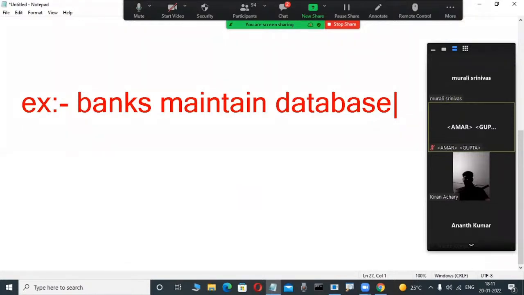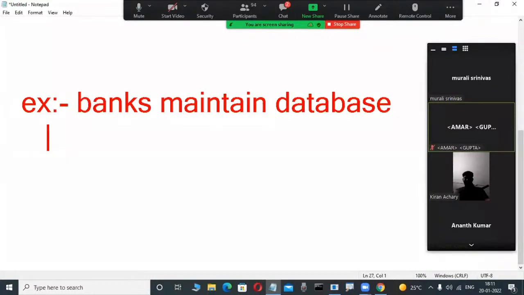Suppose you, I, or some other customers withdraw some amount. Those details are also wanted. Again, some people transfer money from one account to another, either online or offline. Those transaction details I want to store permanently. Then only can we operate all these things. That's why banks maintain databases. Everyone understands banks.